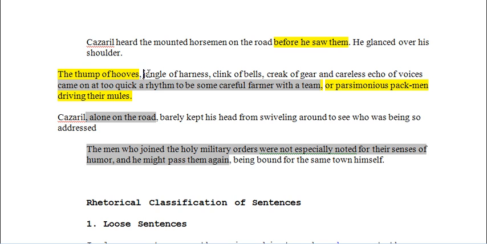But she had put several subjects into the sentence, into this compound sentence. So you have the thump of hooves, the jangle of harness, clink of bells, creak of gear, and careless echo of voices came on too quick a rhythm to be some careful farmer with a team. Now, a lot of American authors use the Oxford comma, so there would be a comma here a lot of the times you would notice.